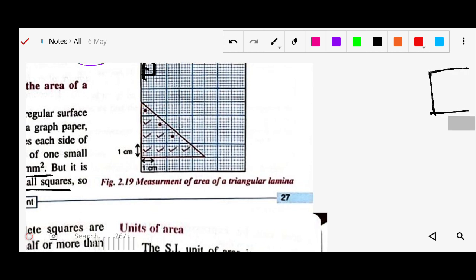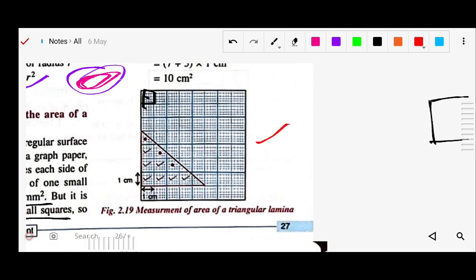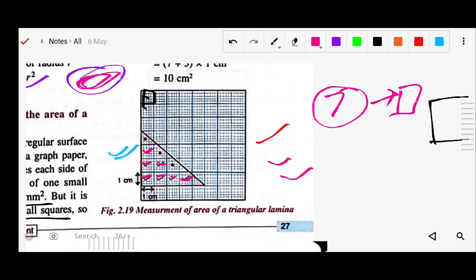Now how to find this? You can see, this is the graph paper, this is the example, and one object is placed, a triangle type of object. Now we'll count how many complete ones, full ones. As you can see by the ticks: 1 2 3 4 5 6 and 7. This 7 is the complete squares, right? Then we have to see how many are half or more than half. As you can see, this is half, more than half, so 3 are there, but we have ignored this one because it is less than half. So total complete is 7, and half or more than half is 3. Altogether this is 10.